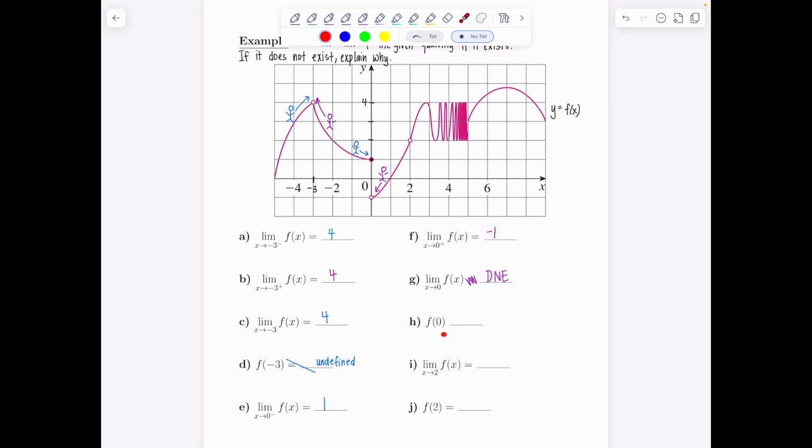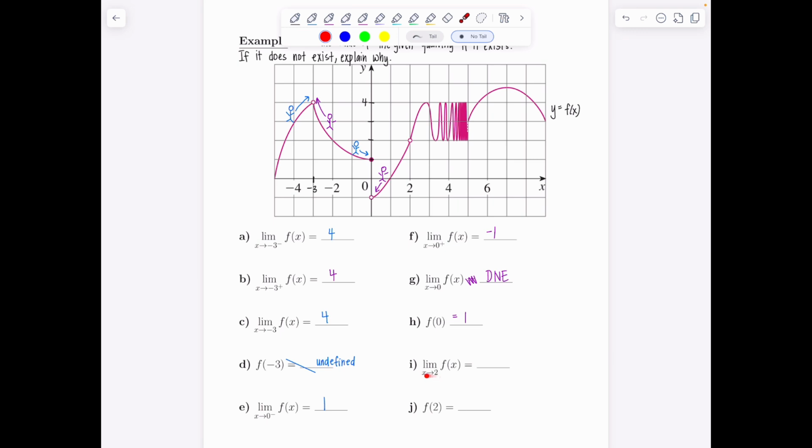Okay, what about f of 0? What is the actual function value at 0? Well, you're going to look, where is it actually filled in? Because that's the function value. Not at the open circle at -1. Here, the closed circle. That's the function value. So f of 0 equals 1. Good? Okay, cool.